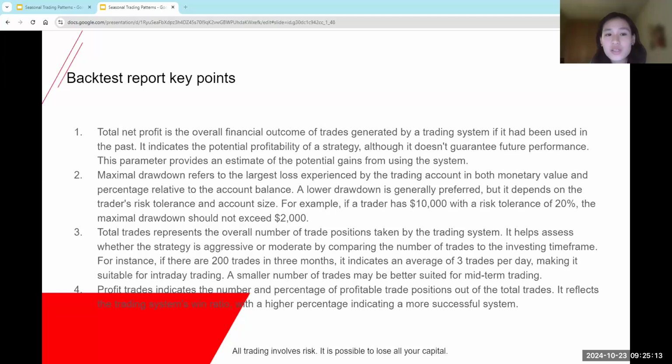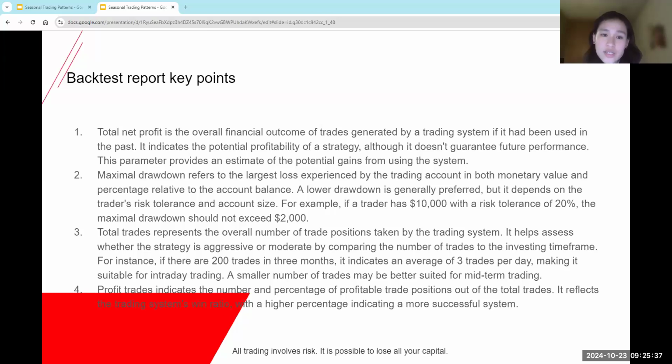Total trades obviously represents the overall number of trade positions taken by the trading system. It helps assess whether the strategy is aggressive or moderate by comparing the number of trades to the investing timeline. So for instance, if there are 200 trades in 3 months, it indicates an average of 3 trades per day, making it suitable for intraday trading. And a smaller number of trades may be better suited for mid-term trading.